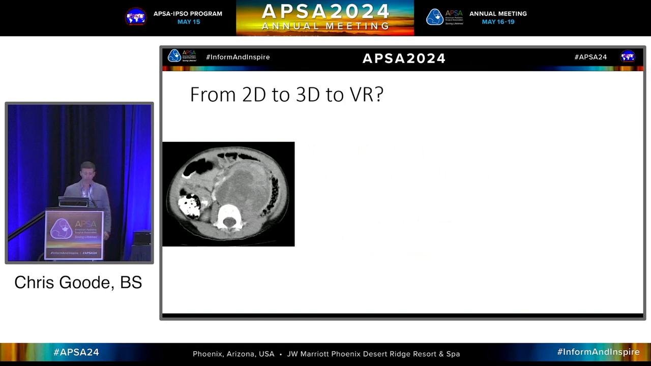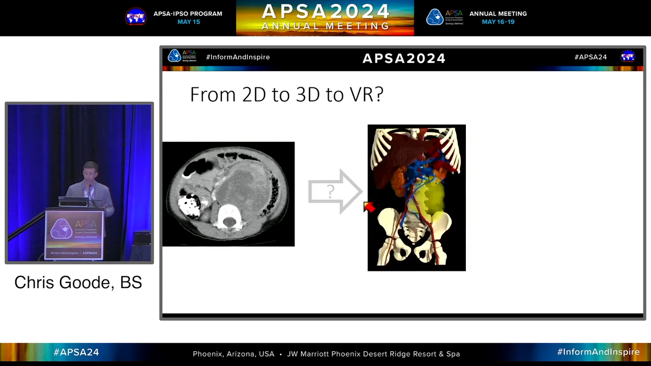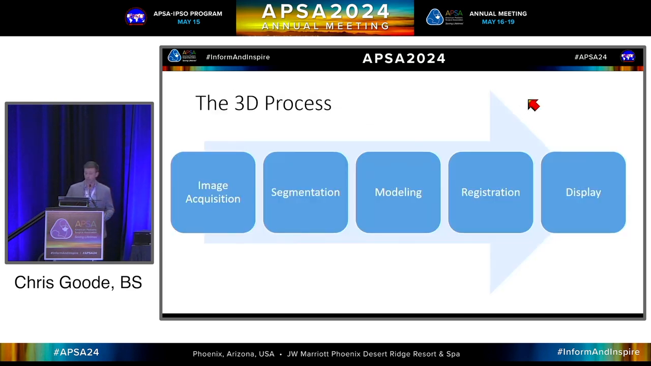So to begin, how do we go from a 2D image, such as this CT cross-sectional you see on the left? You may notice a large tumor in there. How do we go from that to a beautiful 3D rendering of that, and then finally get that into VR? Well, at St. Jude, we define that process as the 3D process. I'm going to go through each of these 5 individual steps briefly, starting with image acquisition.